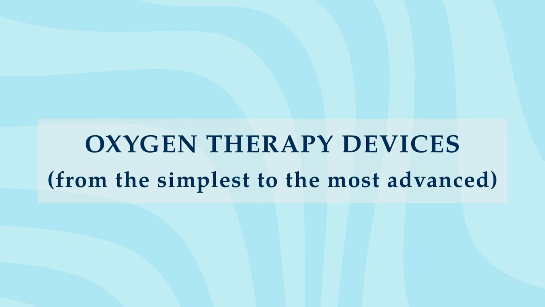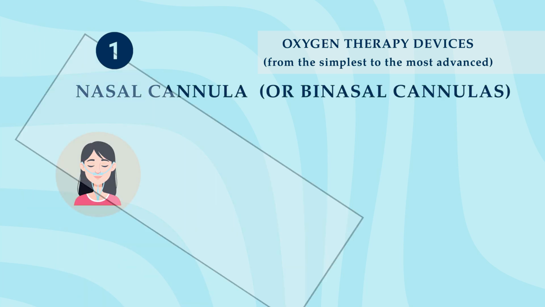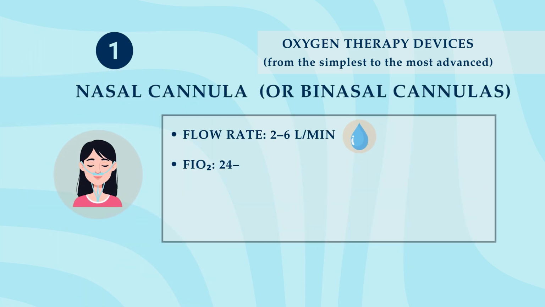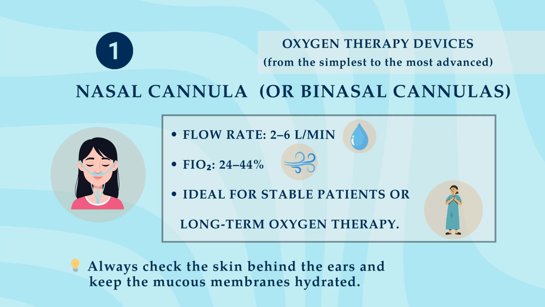Now let's analyze the main oxygen delivery devices, from the simplest to the most advanced. 1. Nasal cannula. Flow, 2 to 6 liters per minute. FiO2, 24 to 44%. Ideal for stable patients or long-term therapy. Always check the skin behind the ears and keep the nasal mucosa hydrated.